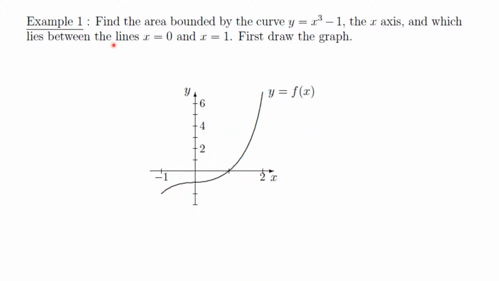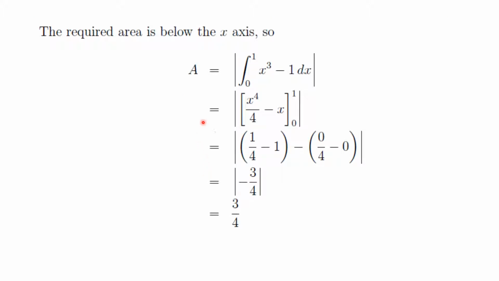For the next example, we're going to find the area bounded by the curve y equals x cubed minus 1, the x-axis, and the lines x equals 0 and 1. So it's quite clear the area is this region. Firstly, you need to roughly sketch the graph in order to know where the region lies. Next, you perform the area calculation as usual.